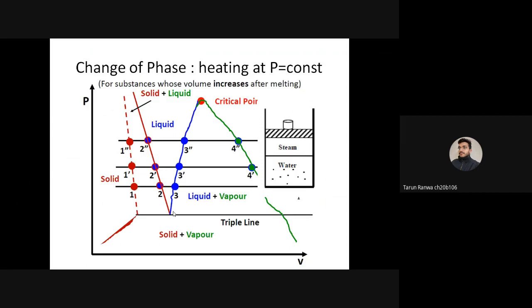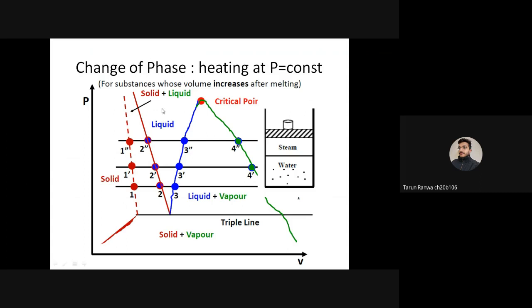So now let's discuss change of phase. Here, change of phase heating at P equals constant. This is the PV graph where phases are changing, and we are heating the system at constant pressure and observing how phases are changing.